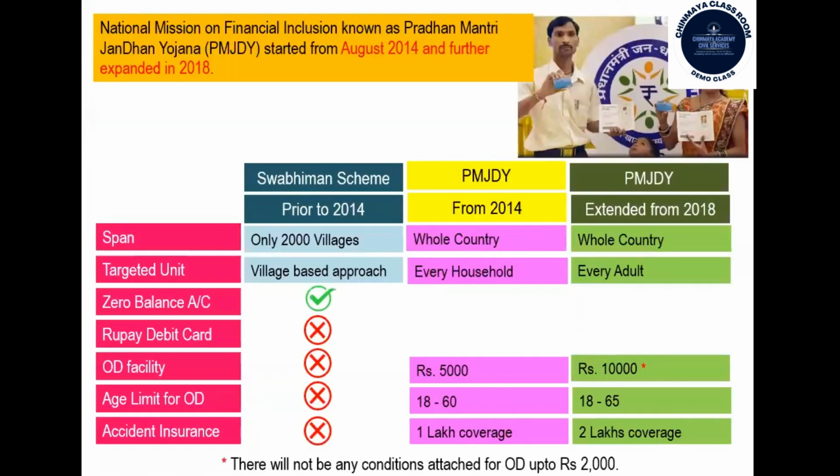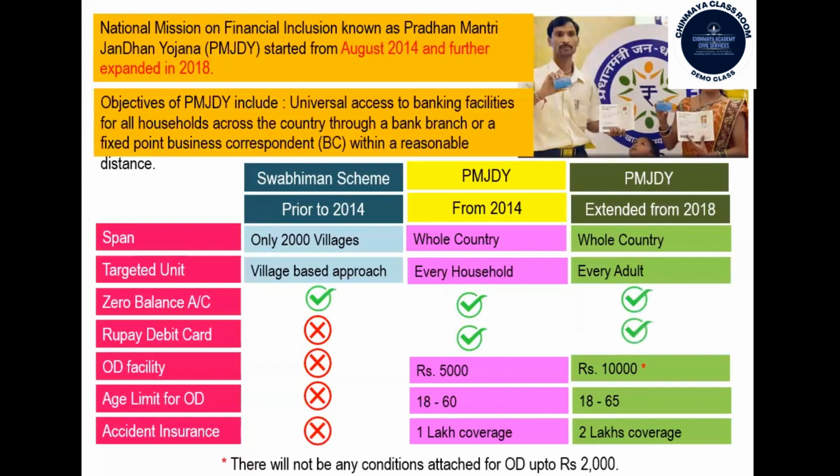So this gives a comparison about the Jan Dhan Yojana, which was started in 2014, and PMJDY, which was extended from 2018, and prior to 2014, the Swabhiman scheme. You can see the span is only 2,000 villages in the Swabhiman scheme, but in PMJDY, the whole country. The targeted unit, initially it was a village-based approach, then PMJDY household approach, then PMJDY adult approach. A zero balance account is given in all three options. A RuPay debit card is not available in the Swabhiman scheme, but here they have given it.